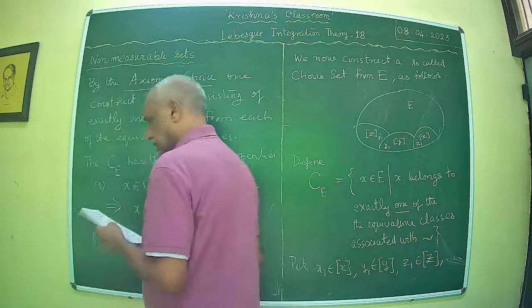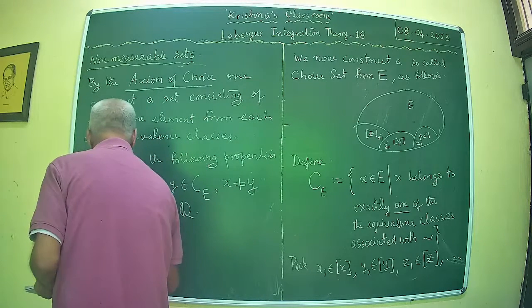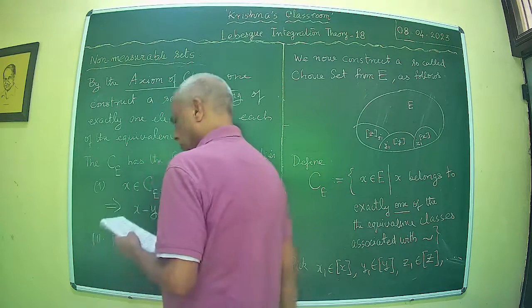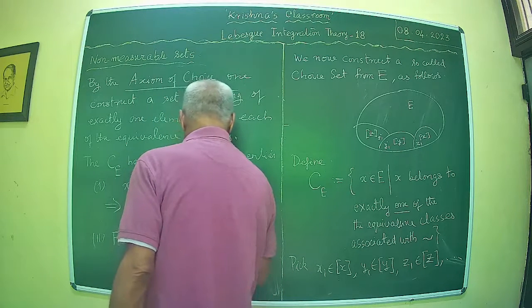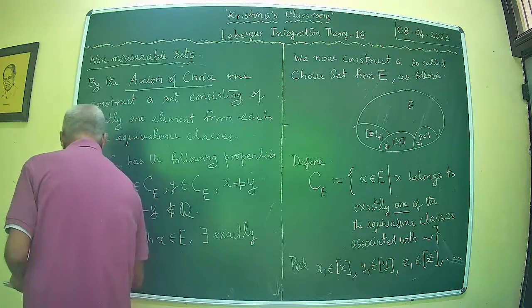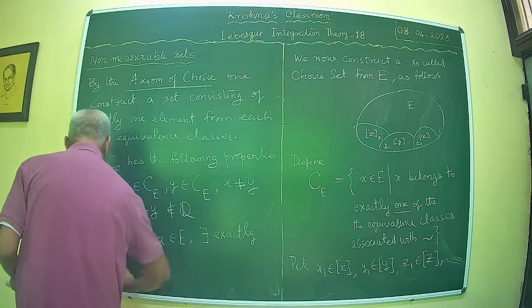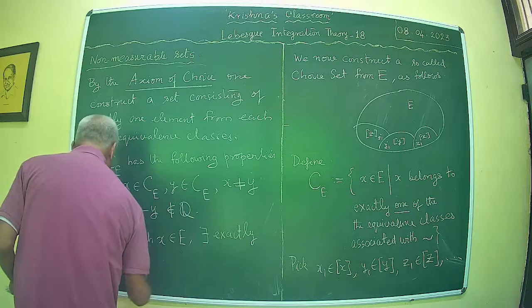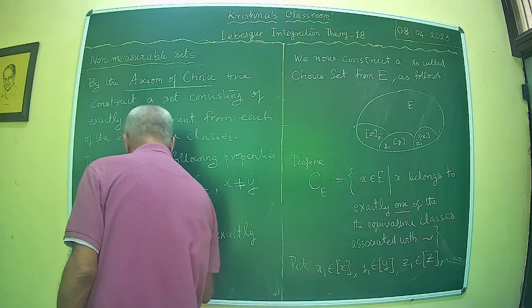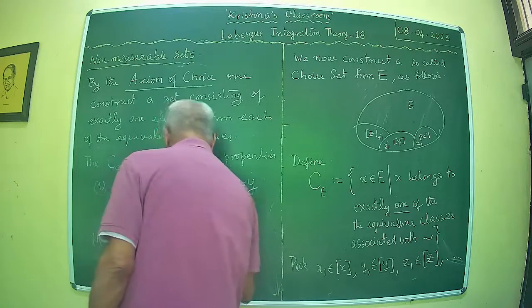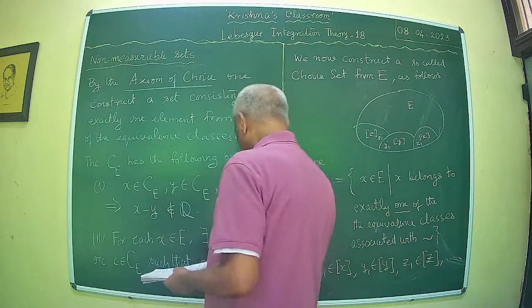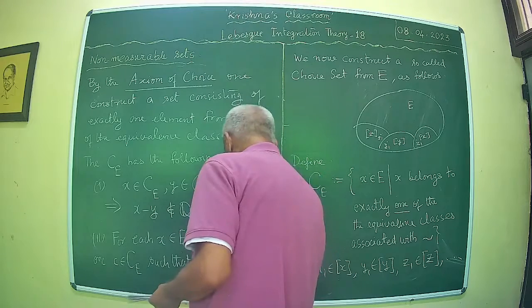The second property is that for each x belonging to E, there exists exactly one c in C such that x minus c is a rational, in Q.